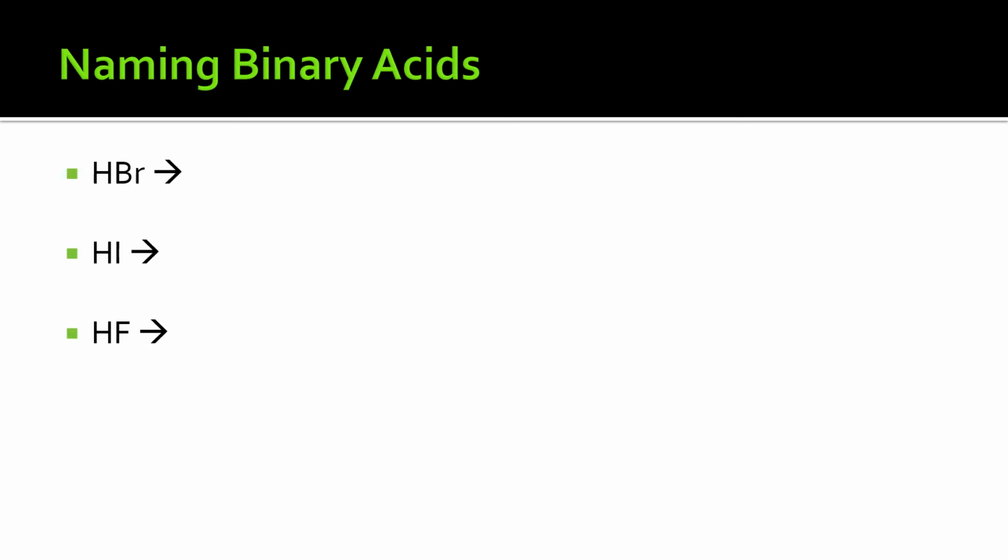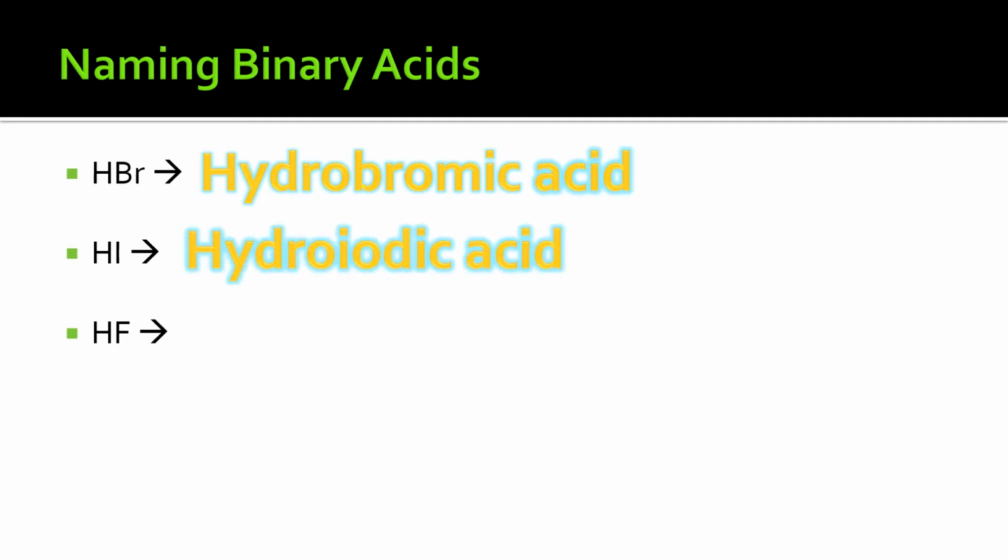Let's name these binary acids. I see I have Br with H, so it is binary. So the name starts with hydro, using the rules from the previous slide. So hydro, brom-ic acid. So hydrobromic acid. Next is iodine, so hydroiodic acid. And last but not least, fluorine. I take that root fluor, so hydrofluoric acid. There we have it.